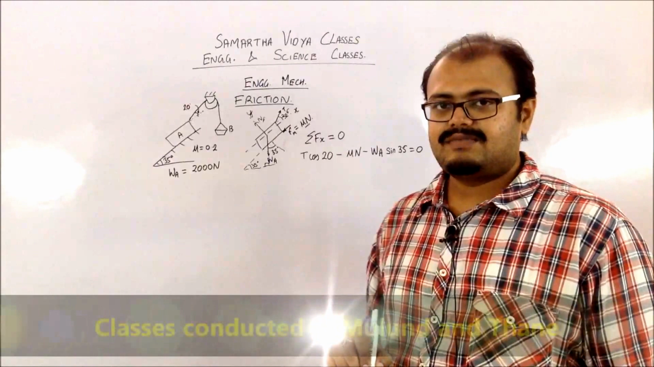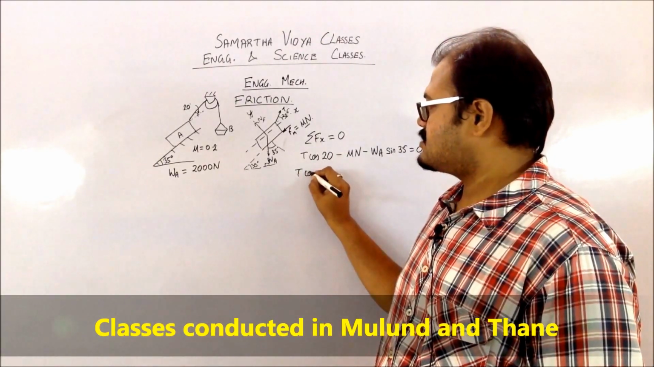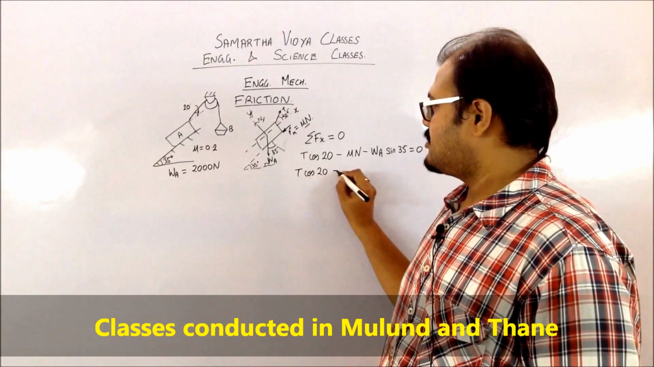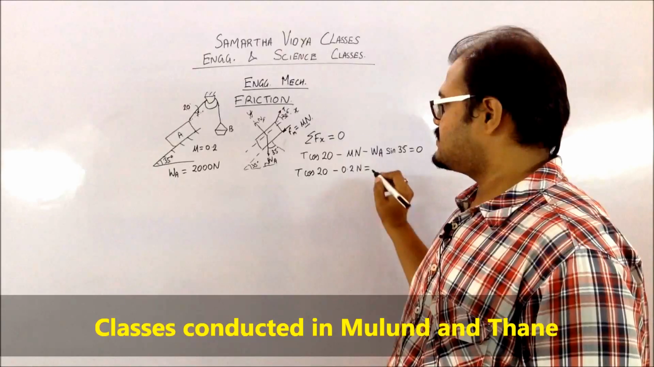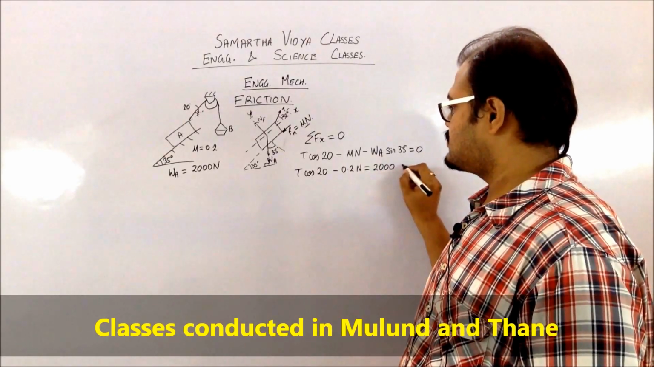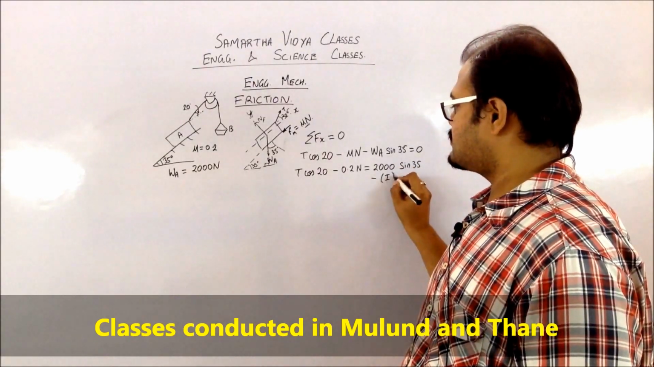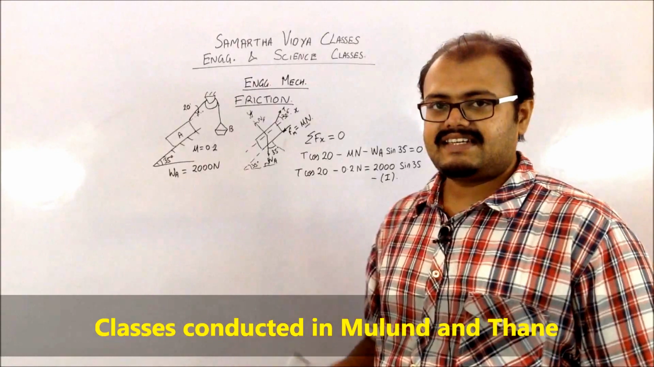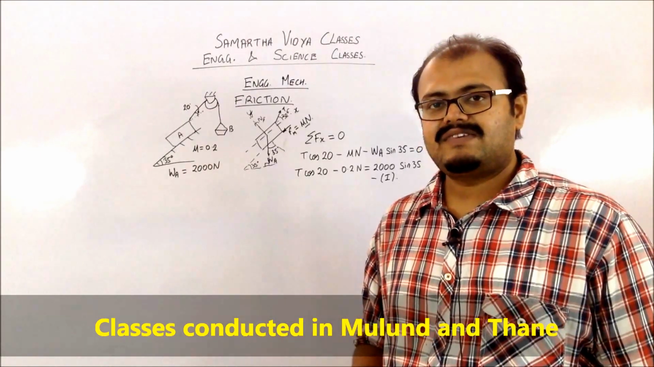So rewriting the equation, substituting the known values, you will have T cos 20 minus the mu value, that is 0.2 N, is equal to the WA value, which is 2000 sine 35. So this becomes your equation 1. You can see that there are two variables to be found out, so you require two equations for it.